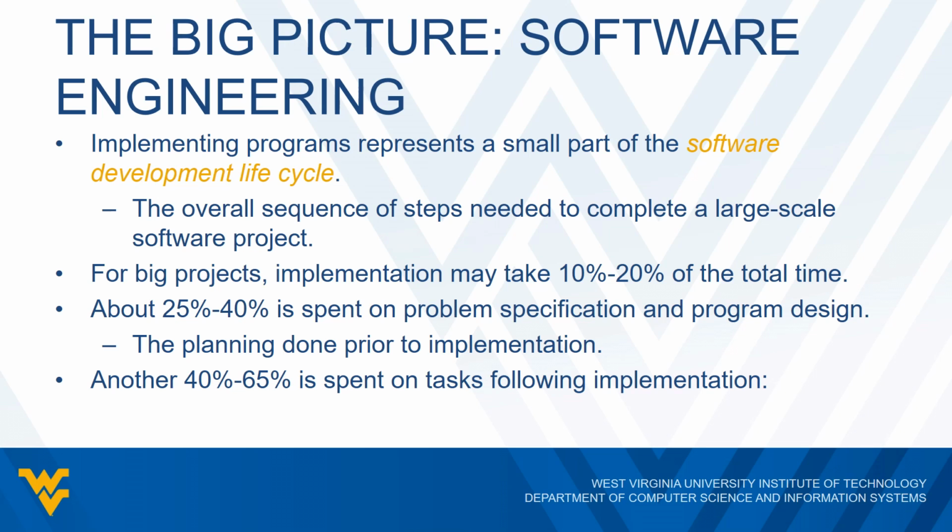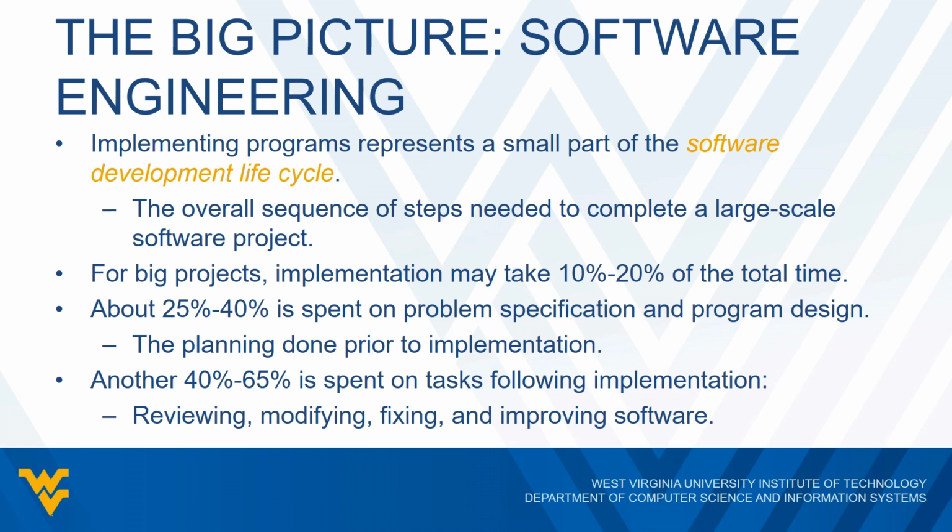And then another 40 to 65% is spent on what you do after you implement. So we're talking about reviewing the code, modifying it, fixing it, and even improving it. And then there's still the documentation. Don't get me started with the documentation, but there is a lot of written documentation that explains what all these different parts of your program do. We'll go over these steps in more detail, but I really want to make it clear that the implementation portion of the software development life cycle is only a very small fraction compared to everything you have to do before and after writing the code.